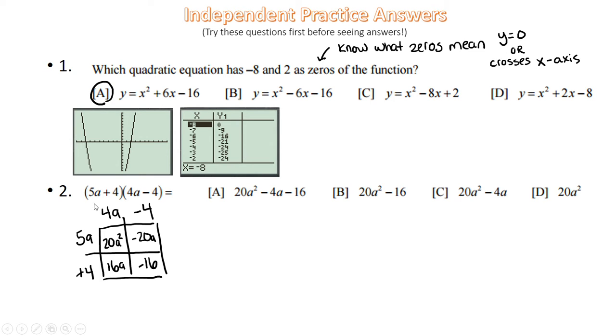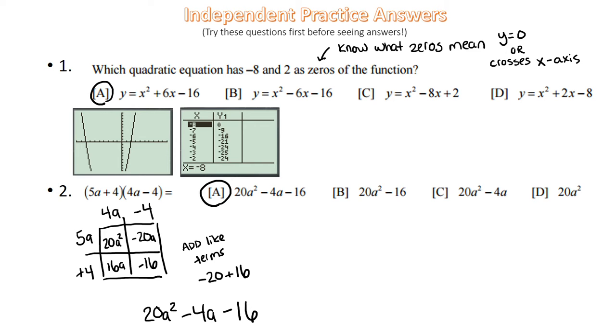On number 2, if you multiply these 2 together by using the FOIL or box, you should have 20a squared plus 16a minus 20a minus 16 when you finish multiplying them together. But then you need to add your like terms together. So it's negative 20 plus 16, or 16 plus negative 20. And you get negative 4a as your middle term. You bring down your biggest term to be 20a squared and the minus 16. And that answer will also be A.